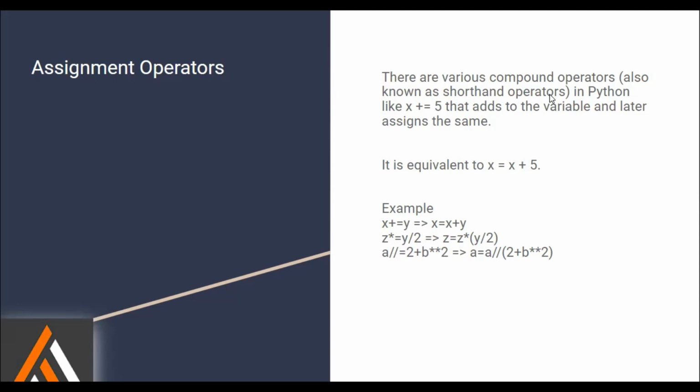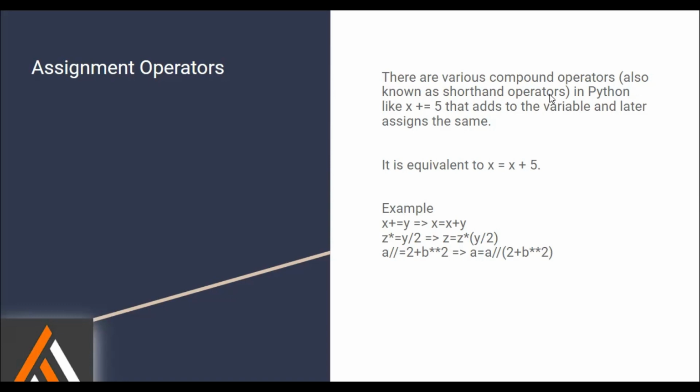We have been working with assignment operators since the start of the tutorials, as many examples are based on assignments only. Those assignment operators help us assign values to variables. Then we looked at a new operator, the shorthand operator. Shorthand operators are short forms, and they have an expanded form with the same meaning. Like x plus equal to 5 is the shorthand form, and when you expand it, it becomes x is equal to x plus 5.